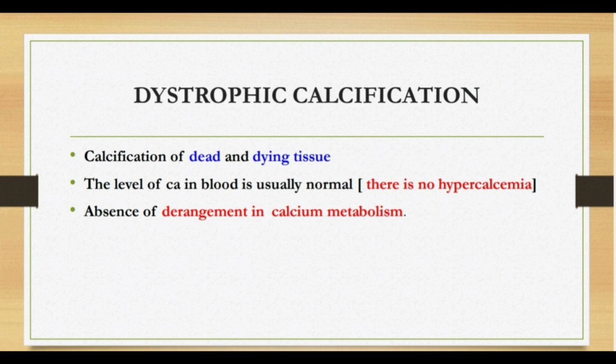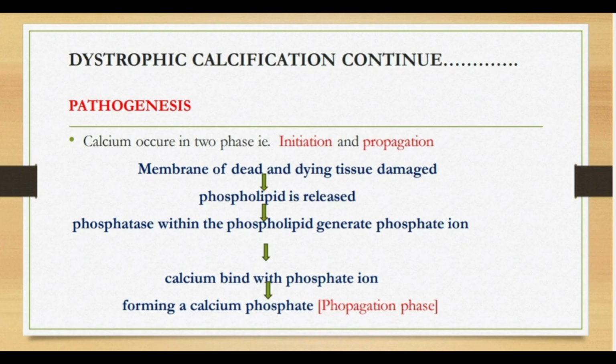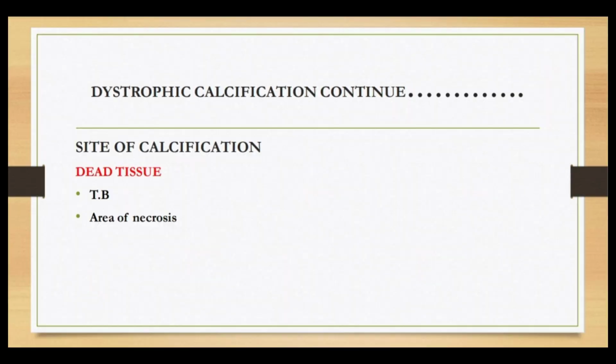Then coming to pathogenesis of dystrophic calcification, it occurs in two phases, the initiation phase and the propagation phase. Coming to the initiation phase, the membrane of the dead and dying tissue is damaged, then phospholipid is released. When phosphatase acts on the phospholipid, it generates a phosphate ion. This phosphate ion binds with the calcium to form calcium phosphate. This is the pathogenesis. Next, coming to site of calcification, it occurs in dead tissue like tuberculosis and also areas of necrosis.